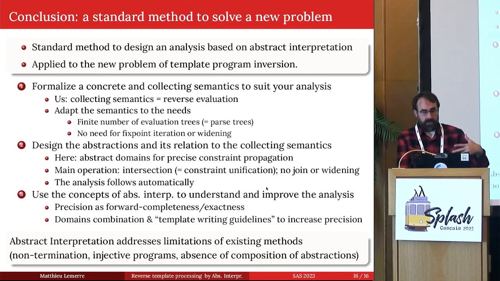And finally, we use the concept of abstract interpretation to understand and to improve the analysis. Notably, we use the concept of exactness, or forward completeness, or gamma completeness, to understand where we lose precision in the analysis. And in the end, with a combination of a suite of domains and with some template writing guidelines, in the case where we are not fully precise, we were able to completely solve the problem.